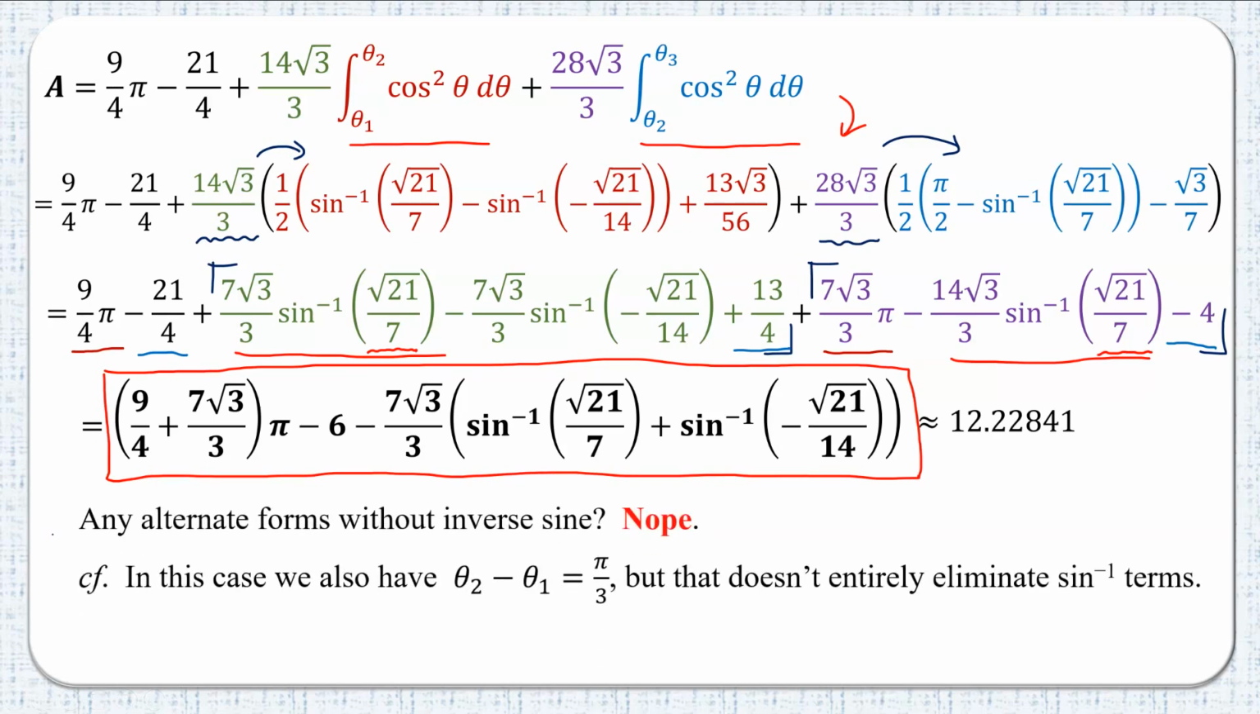At this point, some of you might wonder whether there is an alternate form that does not contain any inverse sine terms, just like the previous problem. But sadly, that is not the case this time. Actually, for this problem, you can show that theta 2 minus theta 1 is also equal to pi over 3, but this fact doesn't fully eliminate the inverse sine terms, so I don't think it's worth mentioning in detail.